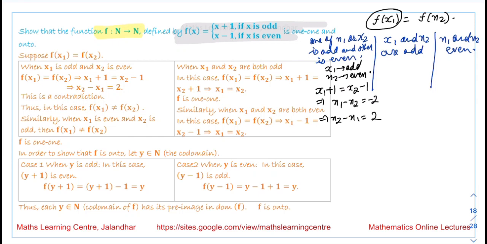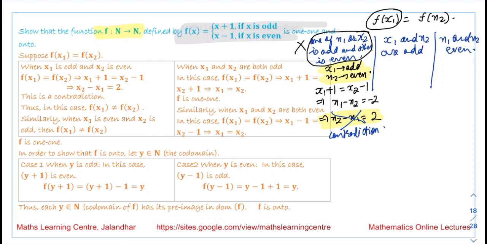Now here x1 is odd and x2 is even, and we are obtaining that x2 minus x1 is 2. This is not possible, this is a contradiction. It means what we have supposed, this case cannot happen. So one cannot be even and the other odd. Now we come to the second case when x1 and x2 are odd.